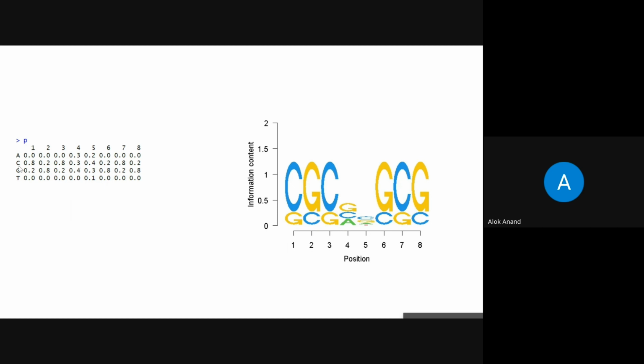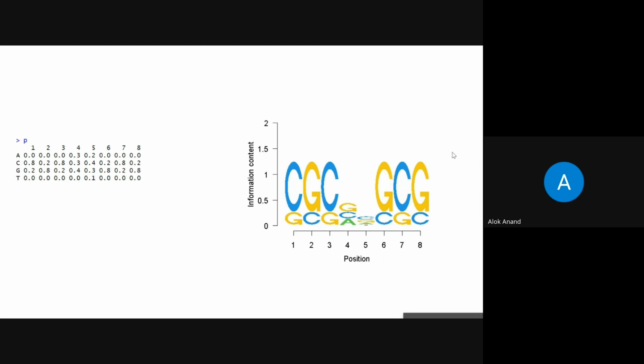Now if I interpret this, at position number 1 we have the maximum content of C, which is 0.8, followed by G, 0.2. And this is the information content, not the probability. This is given by some other formula, entropy, so let us forget about that right now. If I look at position number 8, we have G as 0.8, the maximum frequency, and C as 0.2. These two are not present. So this is how the data is going to look.